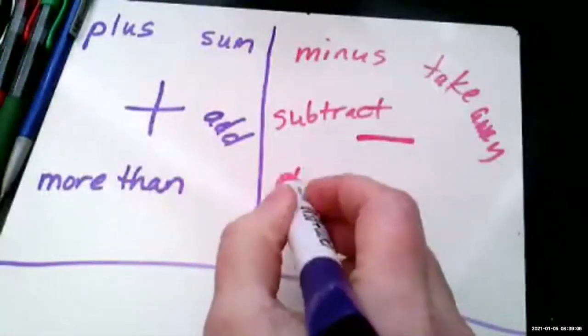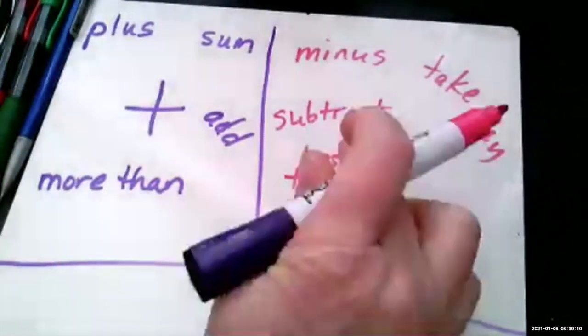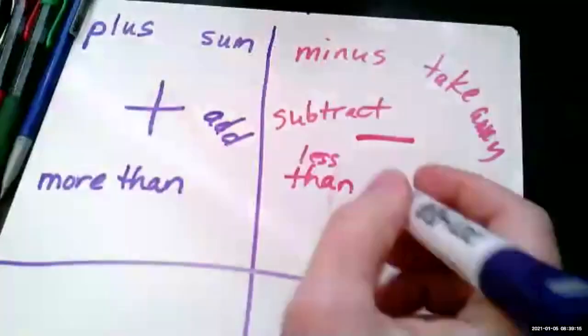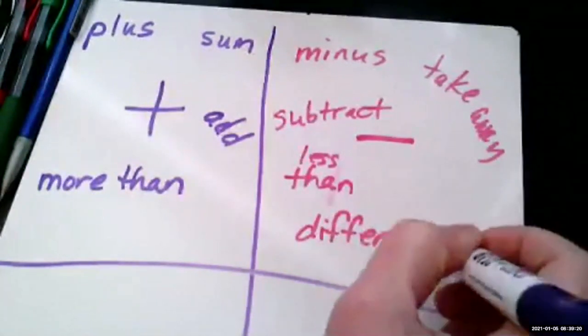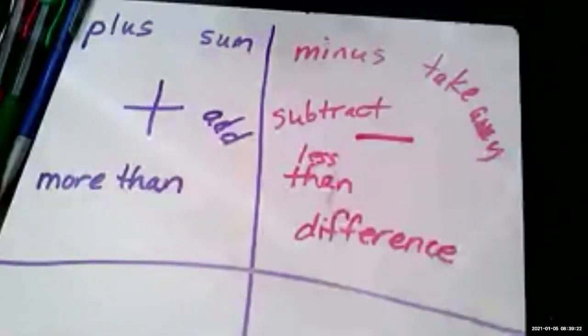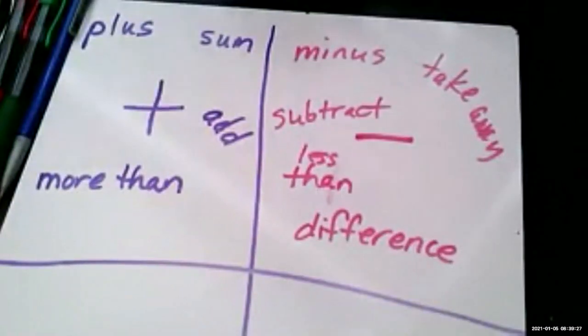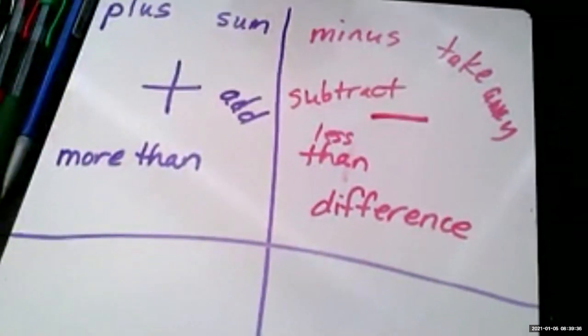Ooh, less than. There you go. Less than. Oh, I got too many S's there. Less than. Any others? Ooh, the difference. I like it. You guys, the difference. I hope I'm spelling these correctly because my brain is still a little bit on break. All right. For subtraction, we have minus, take away, subtract, less than, difference. Very good. Absolutely. Those are all good words.